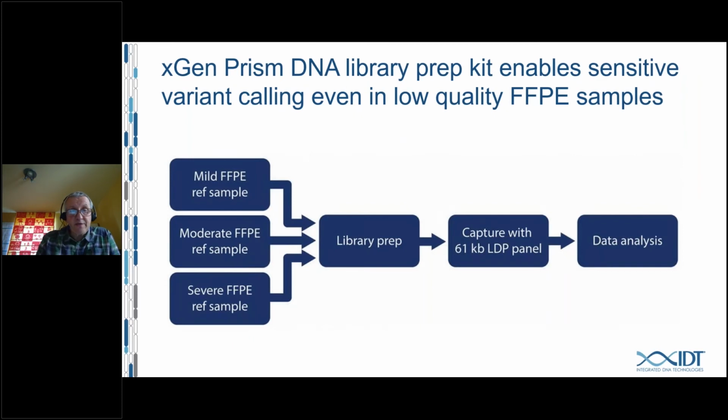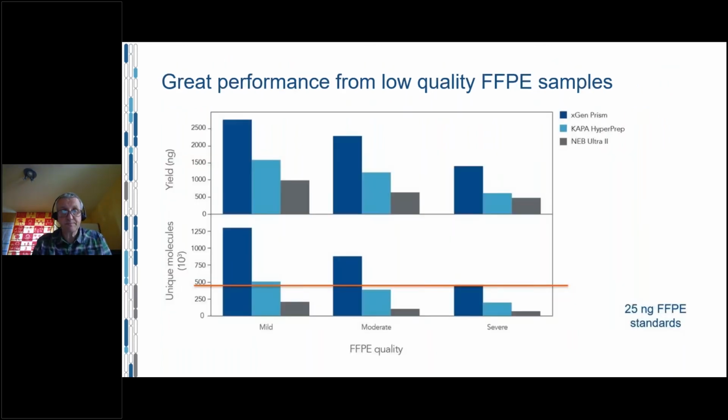In a final experiment, we've taken FFPE samples, reference FFPE samples with varying degree of degradation. They're available in 3 categories. Again, we performed library prep with the Prism, did a capture with the same lockdown panel, and performed data analysis. And what can be observed here is that with the Prism library prep kit on highly degraded DNA, we can get a library with a quality that the other technologies would only be able to get from high quality FFPE samples.